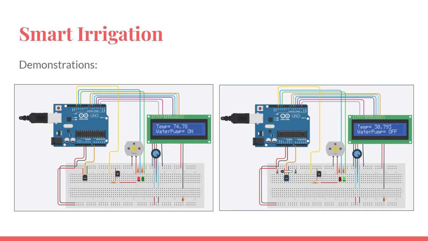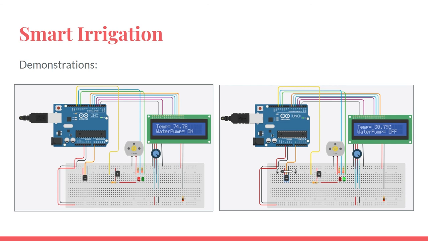So for the demonstration, the LCD shows the temperature, which is in Celsius, and the water pump status. It has a green and red LED light. What the LED does is check if the water pump is on or off. From the code, if the temperature is greater than 50, the motor is high and the red light is on.